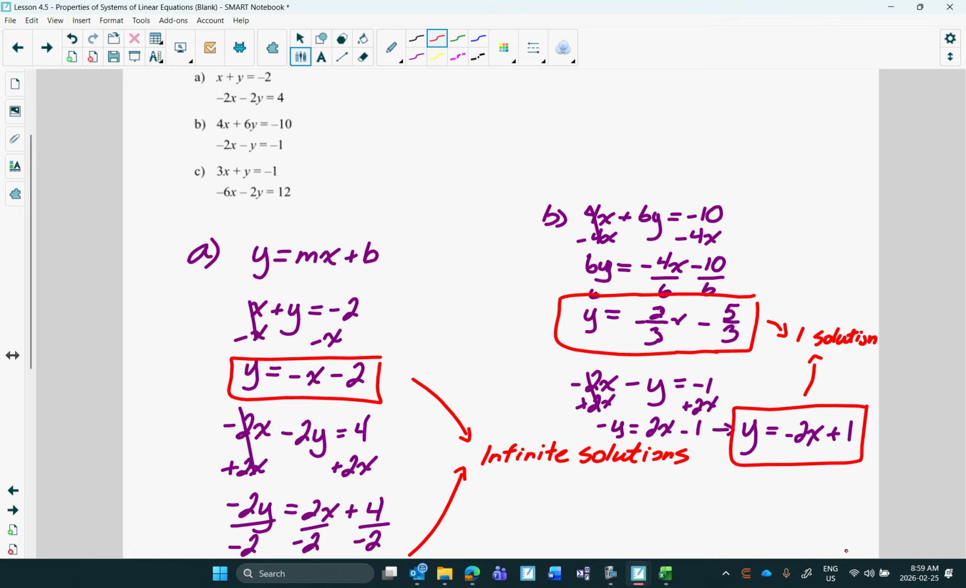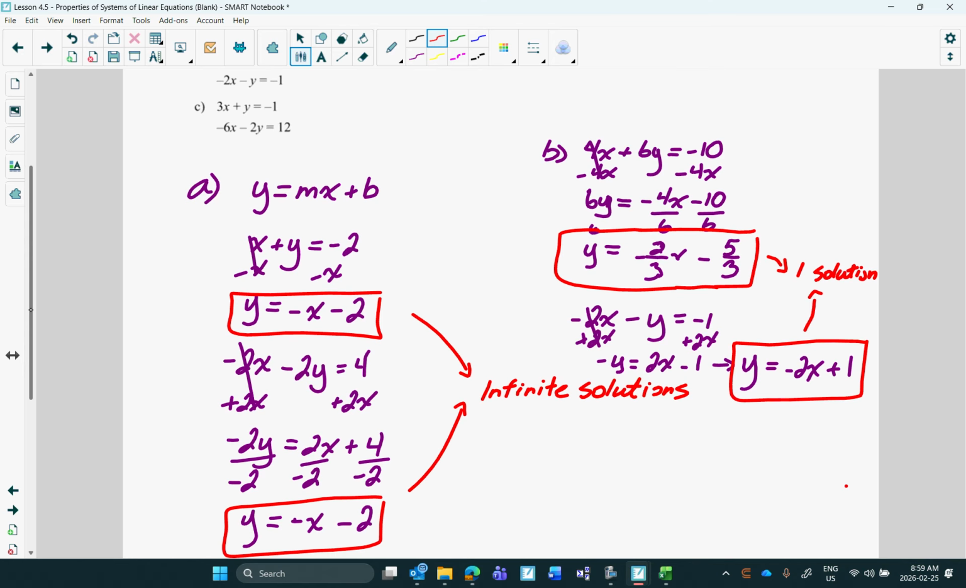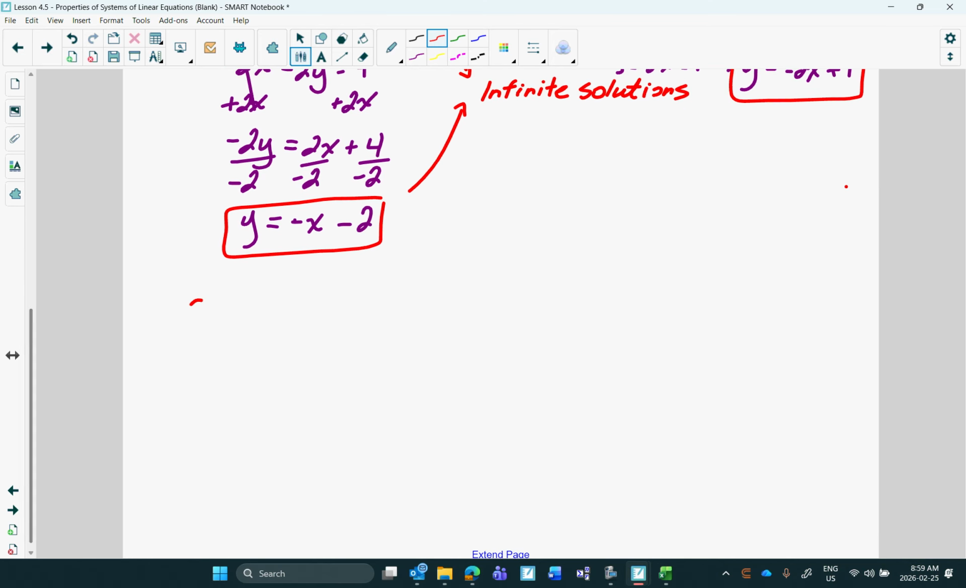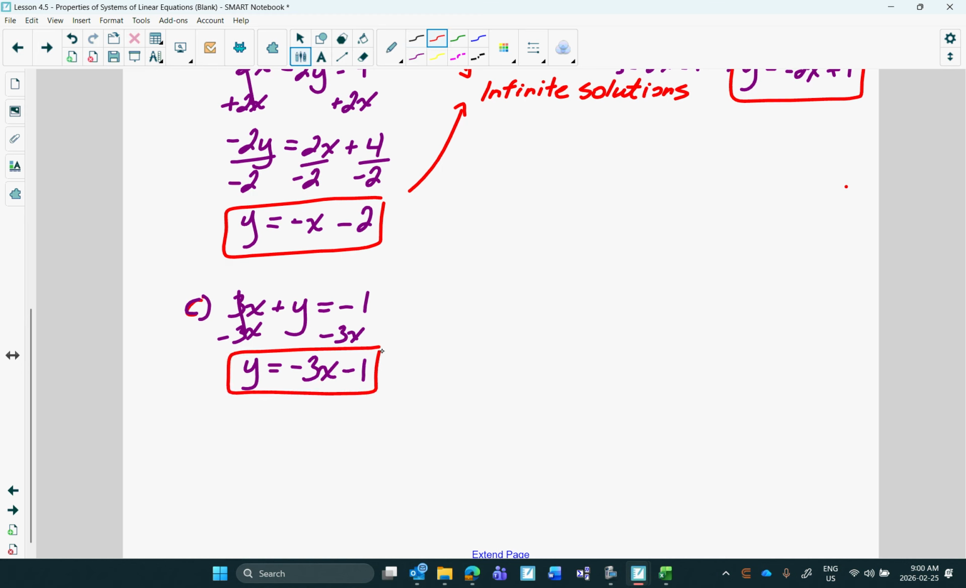And finally, C, which I'll do down here. So 3x plus y equals -1. How do I get y by itself? Minus 3x on both sides. I get y equals -3x minus 1. That's the slope-intercept form. So I've got that one done. That was nice and quick.